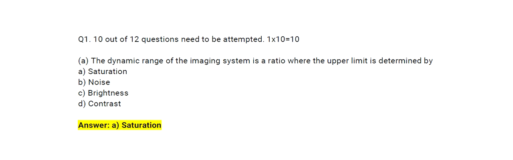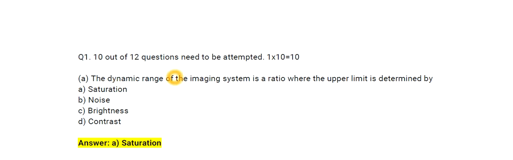I'm starting from question number 1. I have given 12 questions, out of which you need to answer only 10, and each is getting 1 mark. So that is 10 marks. The first question asks that the dynamic range of the imaging system is a ratio where the upper limit is determined by option A saturation, B noise, C brightness, D contrast. So the answer in this case, as you have already seen, is option A, that is saturation.